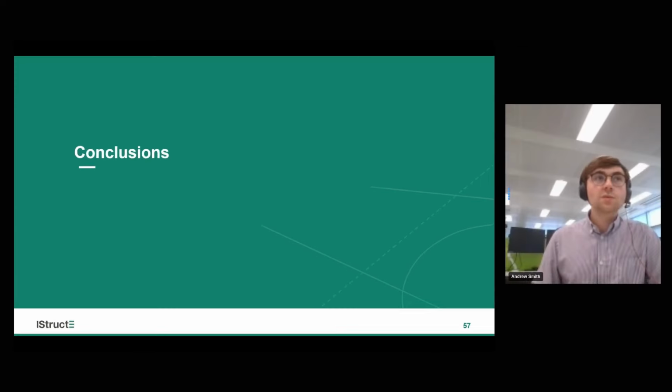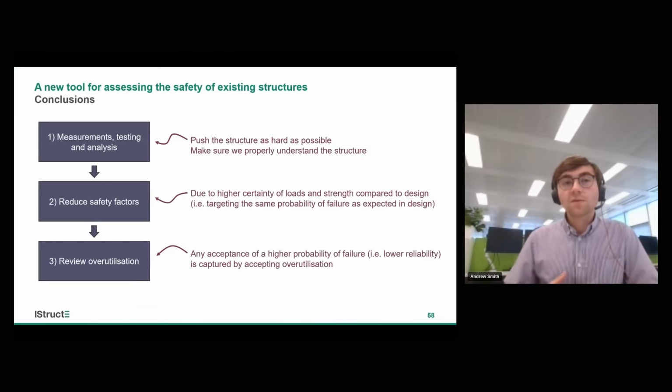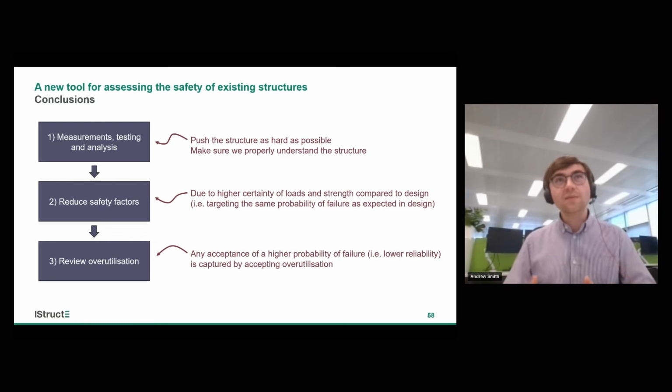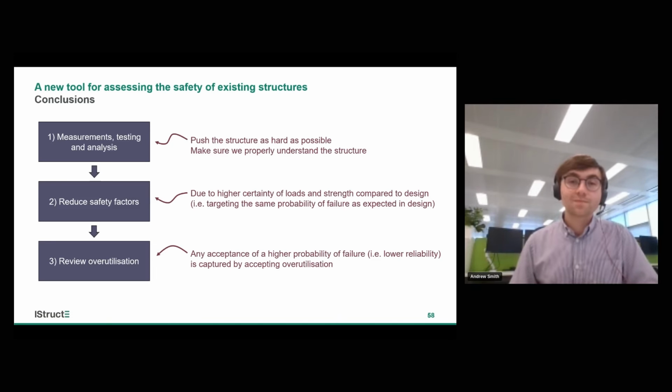So, coming on to a few conclusions. First of all, as I said at the start, the tool we've broken down into three main steps. That first one, pushing the structure as hard as possible, then trying to reduce safety factors as much as is sensible, depending on the level of certainty we have about that structure. And then finally, reviewing that overutilization.